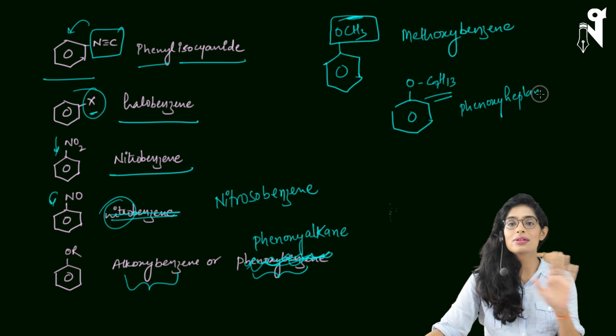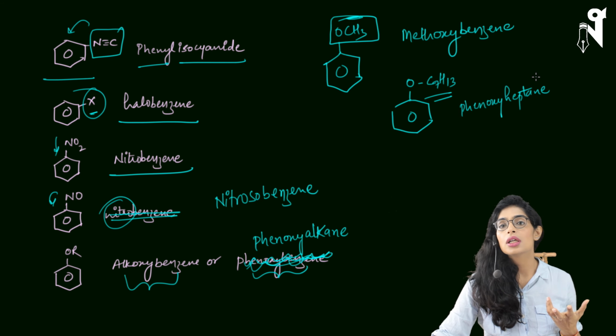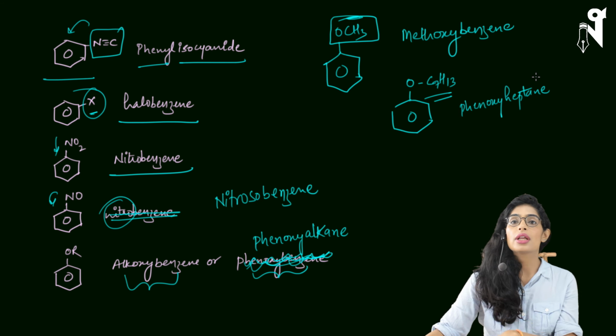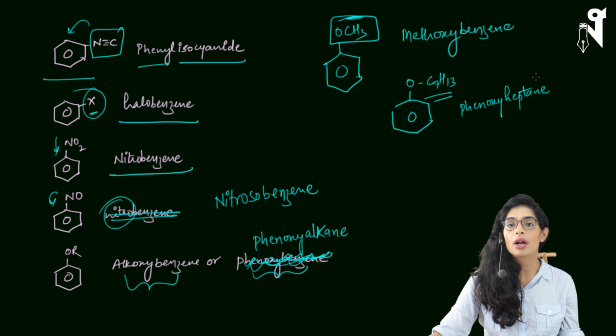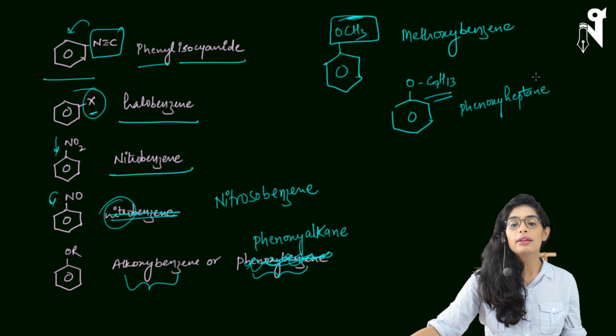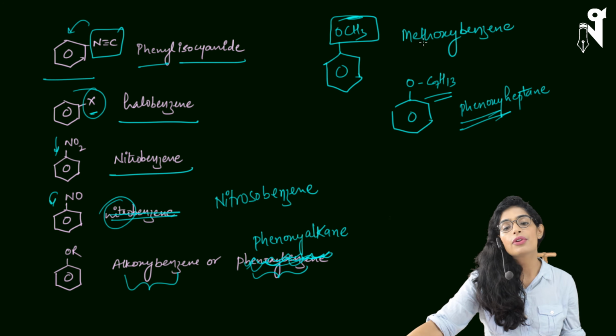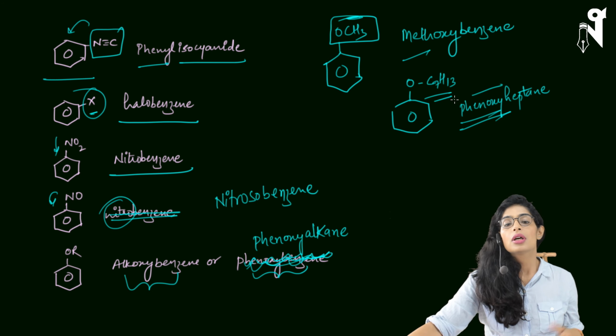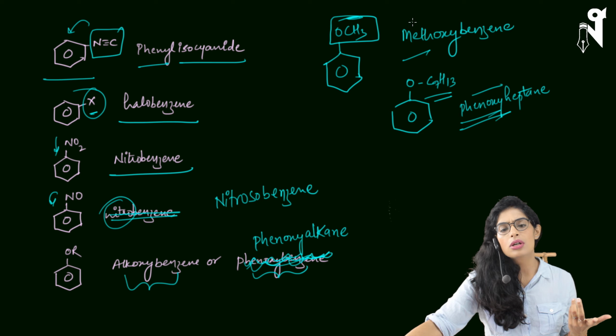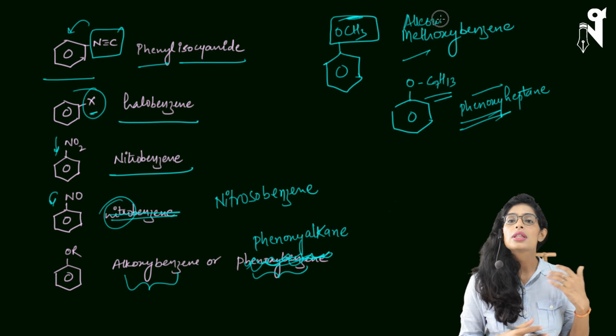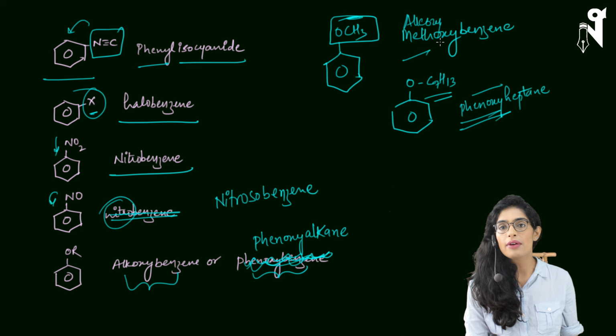So basically, one straight simple rule: whichever R group is bigger will be written in the main chain, and oxygen will go along with the smaller R group or smaller chain, and that will be written in the name along with the oxy. So methoxy or alkoxy or phenoxy, that will depend upon what kind of ether you have taken.